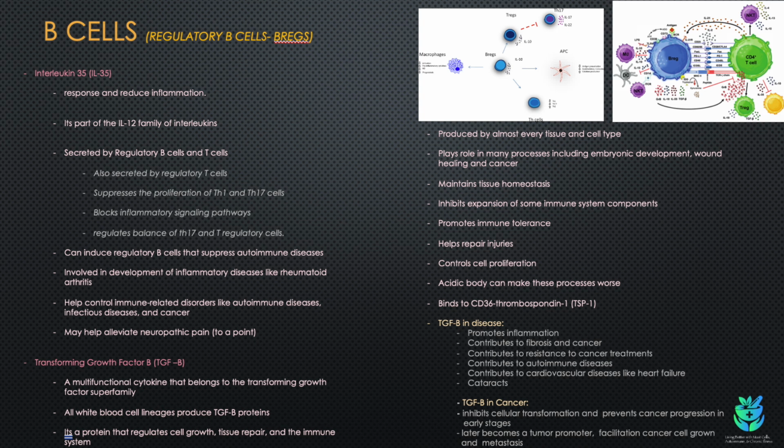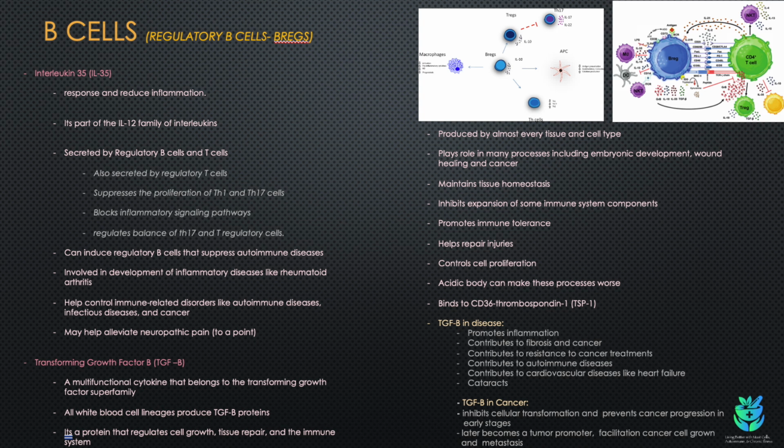It maintains tissue homeostasis. It inhibits expansion of some immune system components, so it kind of helps keep the immune system from getting too far out of whack, but it can only do it to a certain degree. It promotes immune tolerance, and that is where it helps regulate your immune system so your immune system doesn't go crazy and start attacking everything. It helps repair injuries, controls cell proliferation, which means when your B cells come into contact with a pathogen, they start proliferating, or I suppose they basically start cloning themselves and start making many copies of themselves. And this helps control that so it doesn't get out of hand.